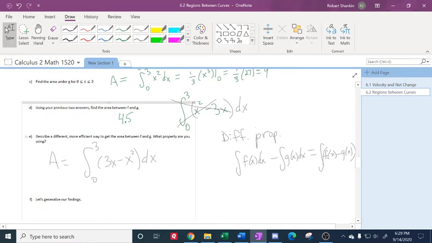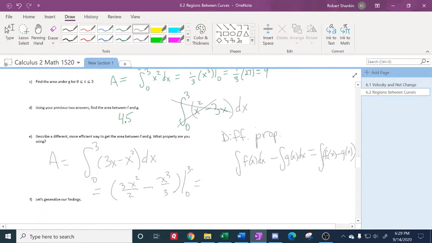And when we do the calculation, we need an antiderivative of 3x, which is 3 times x squared over 2. When I have more than one, I'll just keep the constants in there. Minus an antiderivative here, which is minus x cubed over 3, evaluated from 0 to 3.